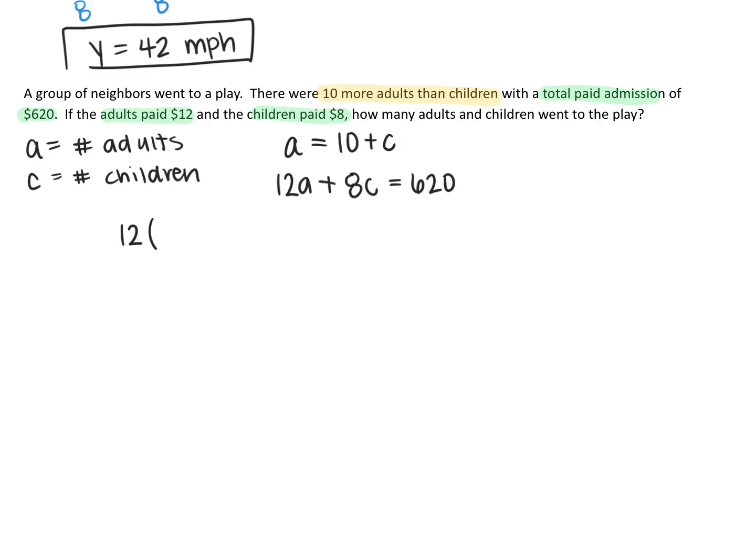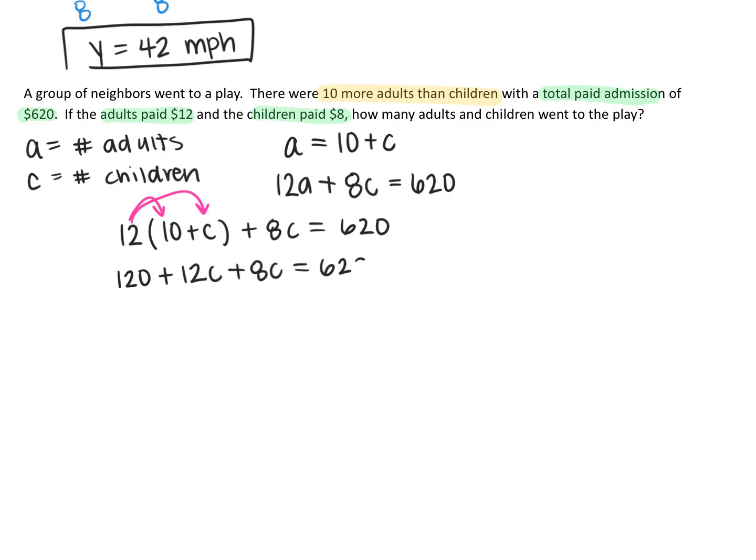So we have 12 times 10 plus C plus 8C equals 620. Again, distribute into our parentheses. We get 120 plus 12C plus 8C equals 620. Combine like terms, we get 20C plus 120 equals 620. Now we're going to subtract 120 from both sides.